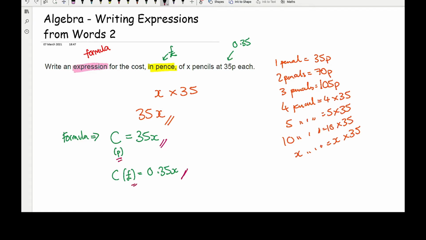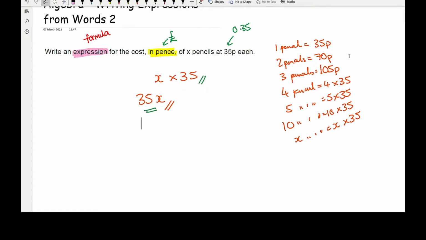So again, the main difference with writing a formula is you've got a letter in front of the actual expression. But as this question just involved writing an expression, then you write your answer as 35x. At a stretch I would say that they should also accept x times 35, but you want to abide by the 3 rules of algebra and write your final answer as 35x.